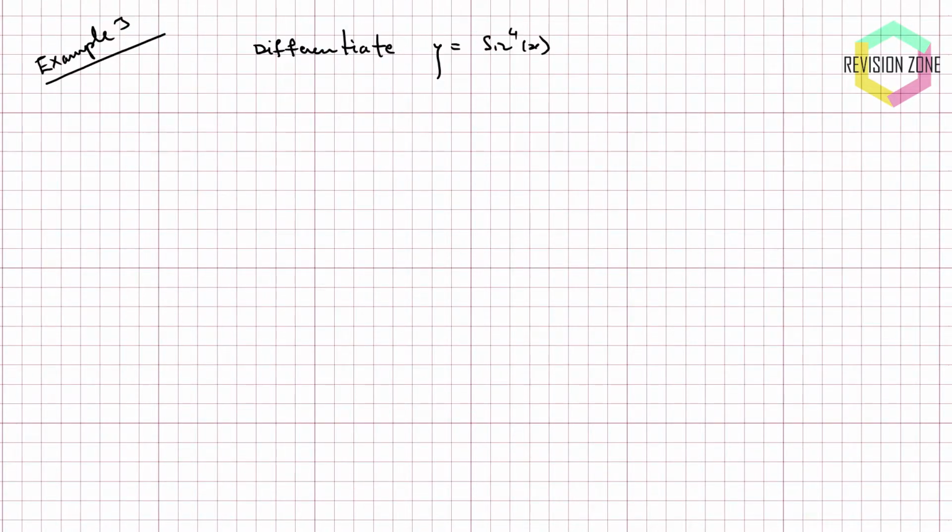So in example 3, the function we want to differentiate is y equals sine to the power of 4 x. So let's jump straight in. Again, we want to use the chain rule. So I'm going to rewrite this as sine x all to the power 4. Of course, this means the exact same thing, but once it's written in this form, I can see that one of the functions I've got is sine x, and the other function is taking something to the power 4. Okay, so let me say that.